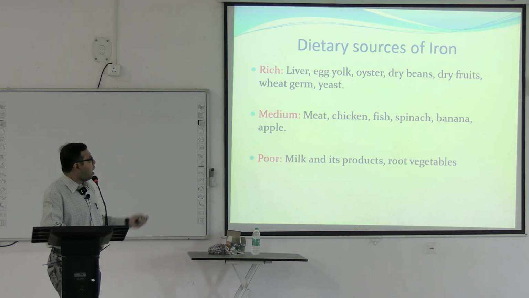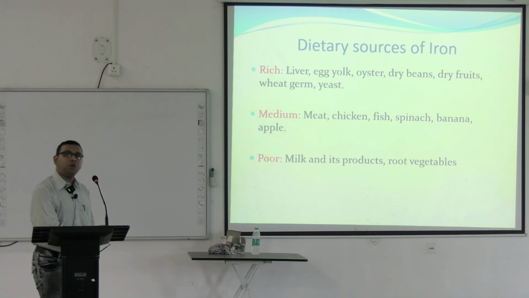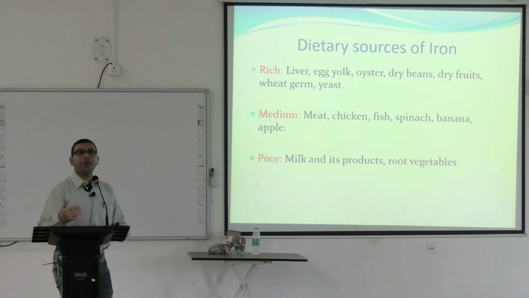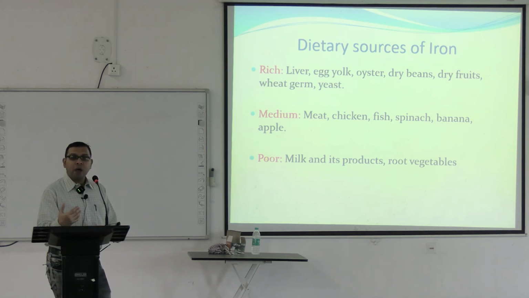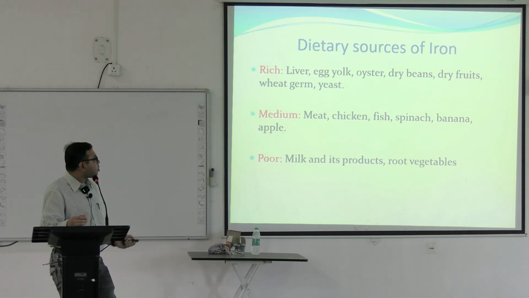fish, peanut, banana, apple, but milk and milk products and different root vegetables like potato contain a very small amount of iron. So iron deficient patients are usually advised to take nutrition from these items so that there will be more iron available to their body.